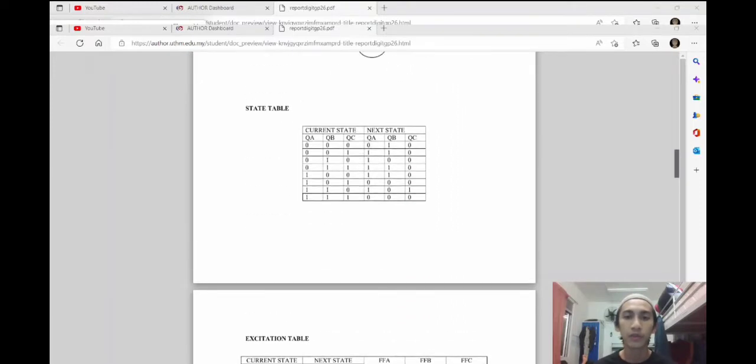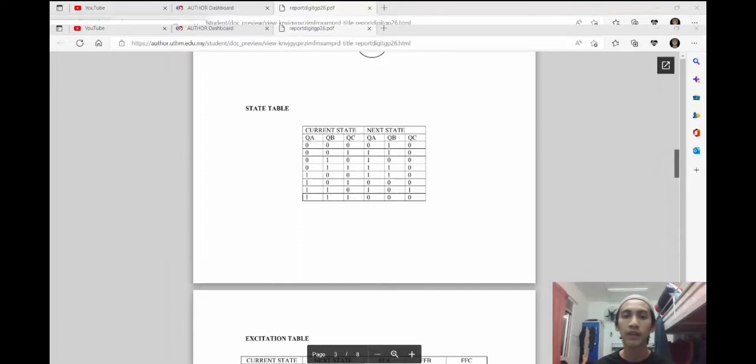Okay, we have two important things here, which is the current state for QA, QB, QC. For the QA, 0, 0, 0, 0, and 1, 1, 1, 1. For QB, we have 0, 0, 1, 1, 0, 0, 1, 1. And for the QC, we have 0, 1, 0, 1, 0, 1, 0, 1.